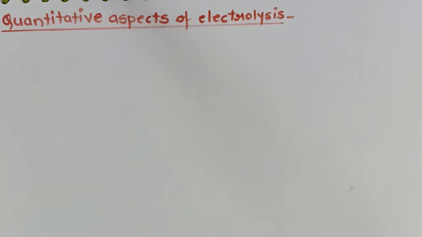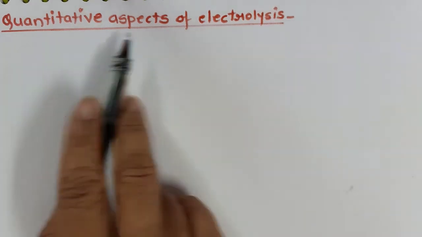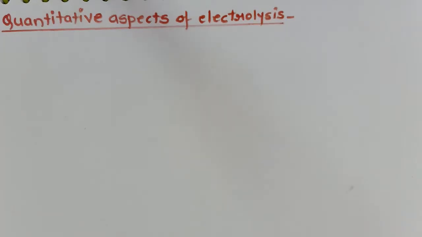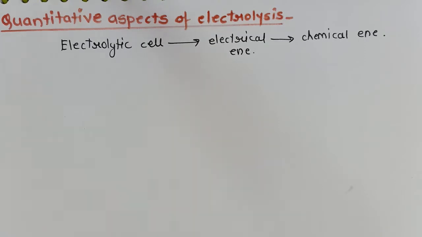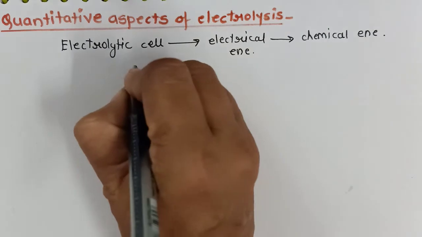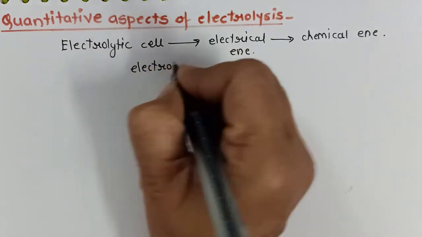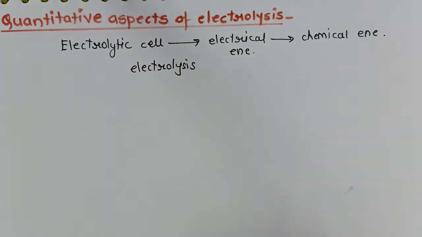Hello dear students. Today we will discuss quantitative aspects of electrolysis. Till now we have seen that in an electrolytic cell it is the conversion of electrical energy to chemical energy. So we can say in an electrolytic cell it is actually electrolysis that occurs.